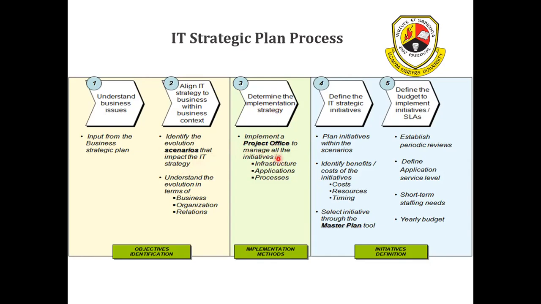Then you determine the implementation strategy. This is when you begin to draw up your architecture for the infrastructure, applications, processes, and so on and so forth. Once you've set up your architecture, then you know the prioritized areas, the areas to begin to build that architecture toward the futuristic ICT that we want to attain.